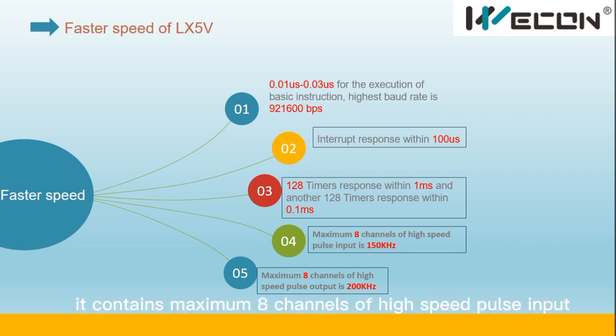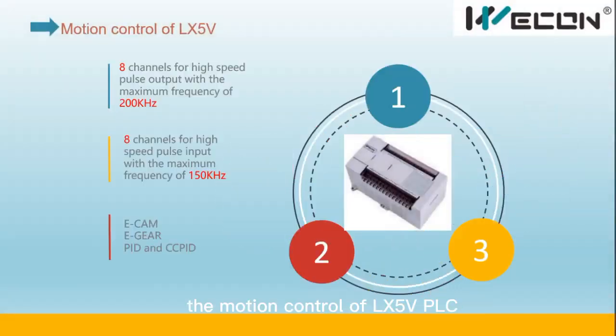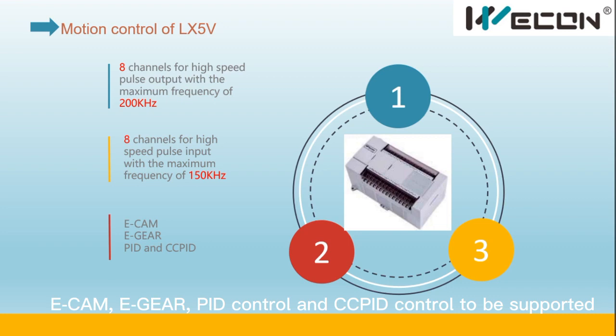Number 4, it contains maximum 8 channels of high-speed pulse input, which can be 150 kHz, and it supports maximum 8 channels of high-speed pulse output, which can be 200 kHz. The motion control of LX5V PLC, those features will be very important. The high-speed pulse output could be 8 channel, 200 kHz. The high-speed pulse input could be 8 channels, 150 kHz. And eCam, eGear to be supported, and PID control, CCPID control to be supported.